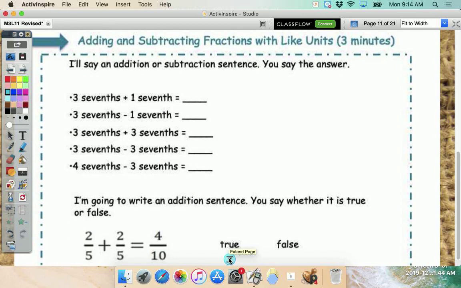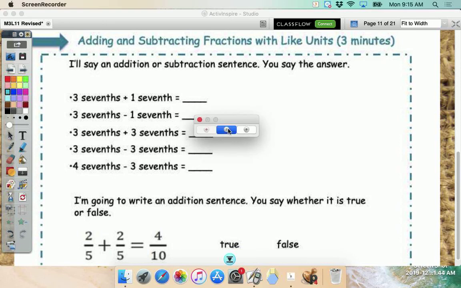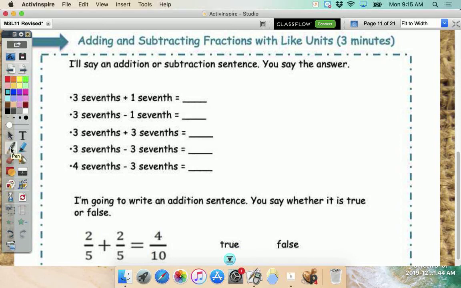This is just adding and subtracting fractions with like denominators. Okay? So quickly write those answers and then we'll say them together. Okay, 3/7 minus 1/7. Just tell me. Oh, 3/7 plus 1/7. Sorry. 3/7 minus 1/7. 2/7. Good. 3/7 plus 3/7. 6/7. 3/7 minus 3/7. 0/7. 4/7 minus 3/7. 1/7.